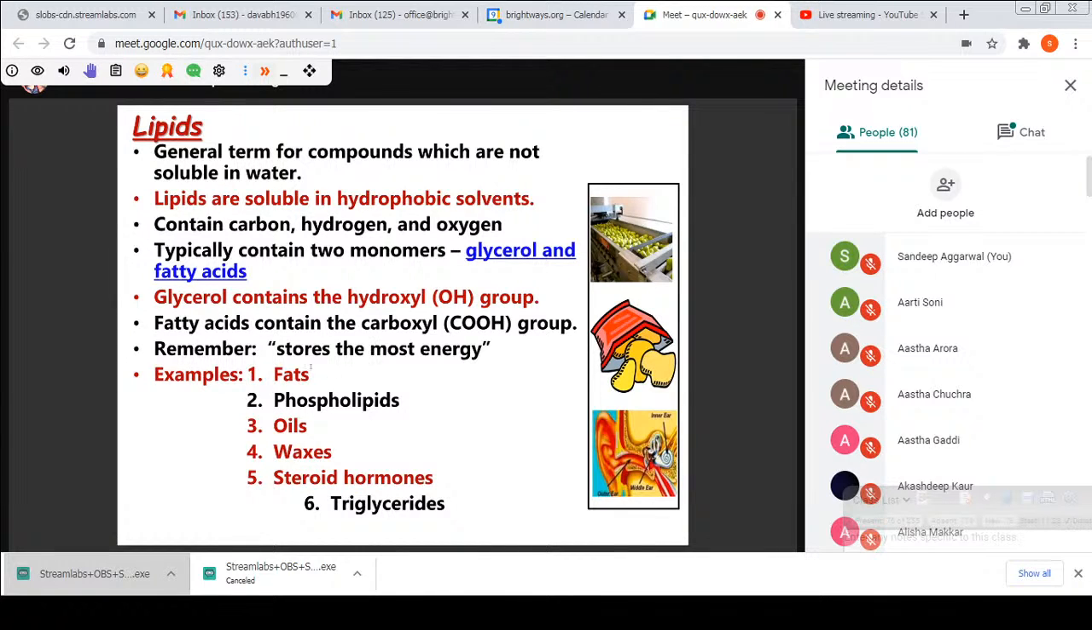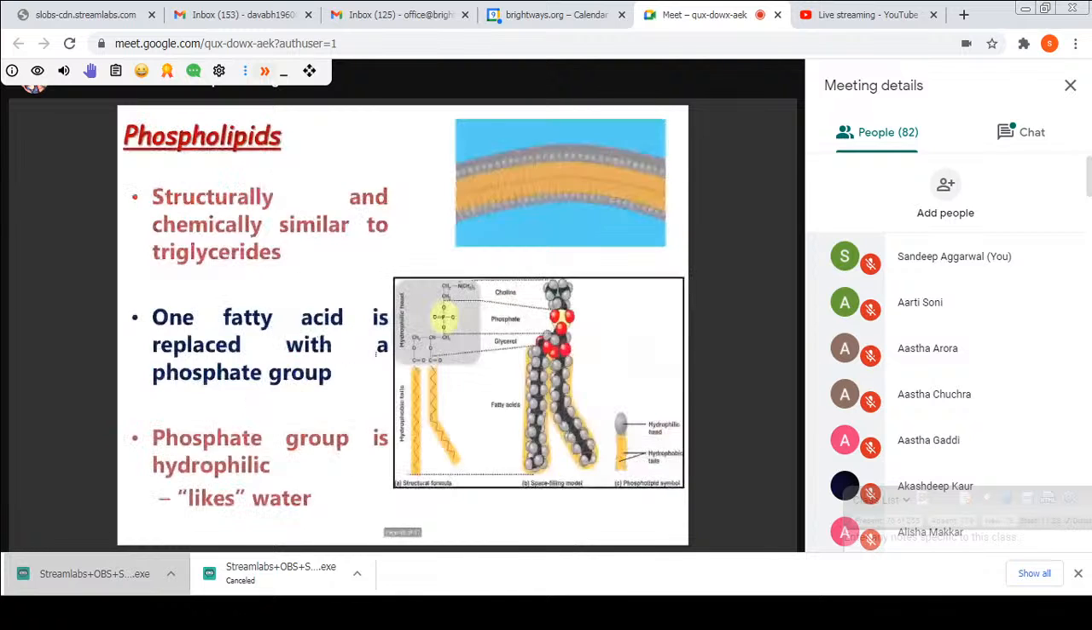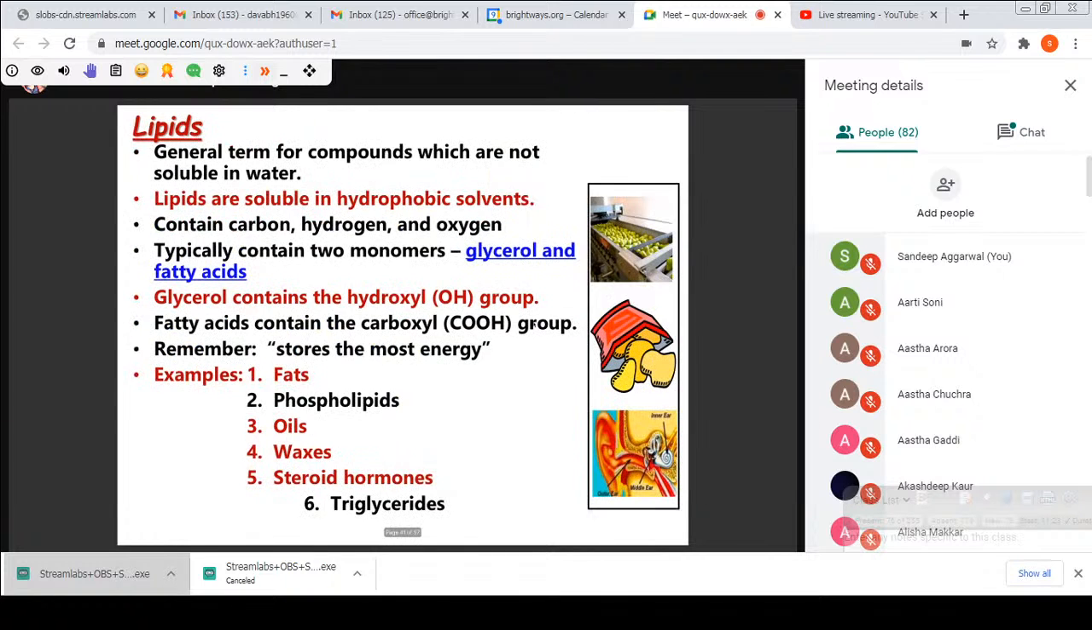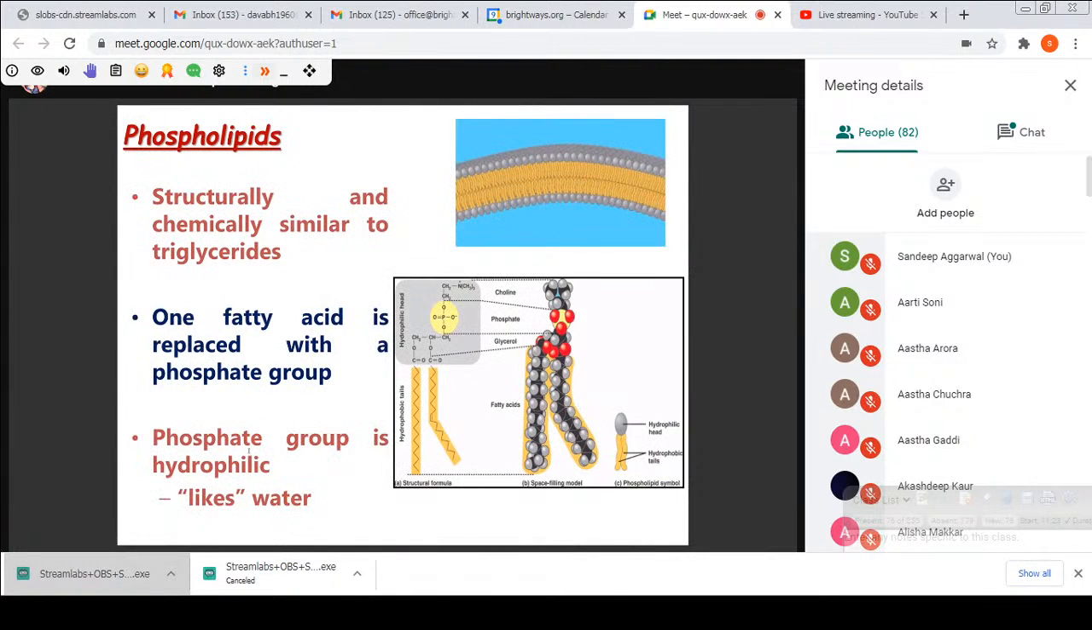There are different types of lipids, for example fats and phospholipids. Phospholipids are very important because they form the cell membranes. Then oils, waxes, steroid hormones, triglycerides, all these are lipid-based molecules. Phospholipids, as I've discussed, are structurally and chemically similar to triglycerides. One fatty acid of the glycerol is replaced with a phosphate group. That is why it is called phospholipid. The phosphate group is hydrophilic, whereas the other units are hydrophobic.